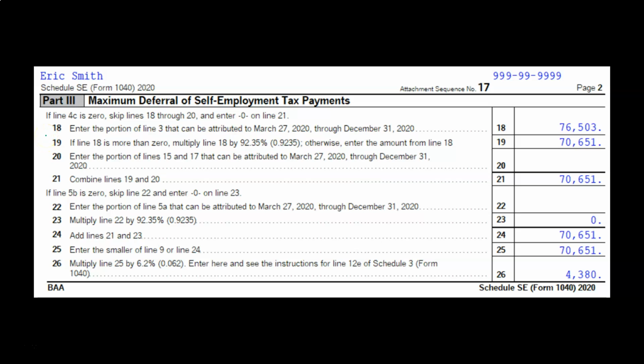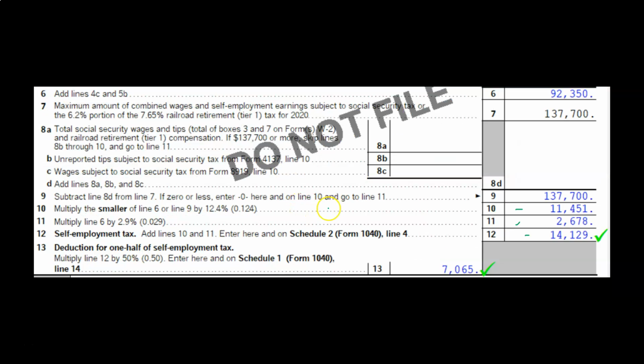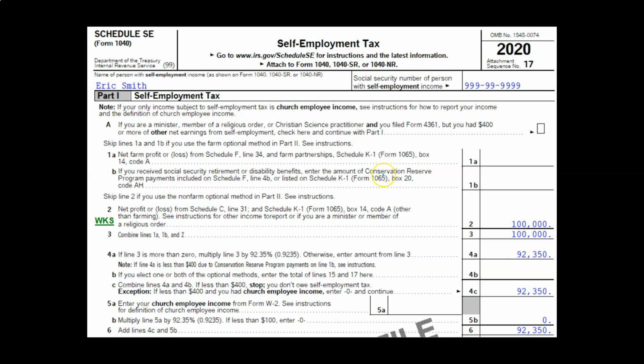So then on line 18, enter the portion of line 3 that can be attributable to March 27, 2020 through December 31st, 2020. So we're going to be picking up the 76,503. The software will typically help us out with this calculation. If line 18 is more than 0, multiply line 18 by 92.35 percent. So we're lowering it by that amount in a similar fashion as we saw in the first calculation here.